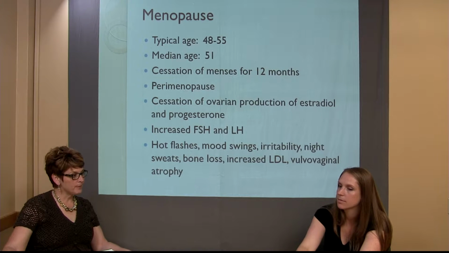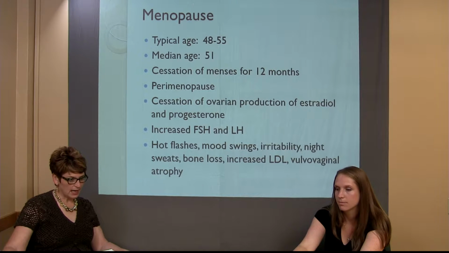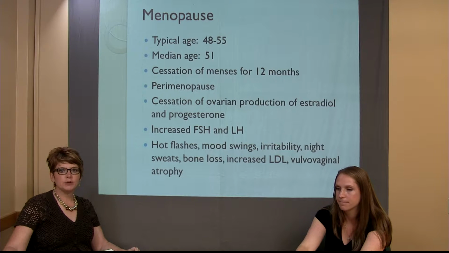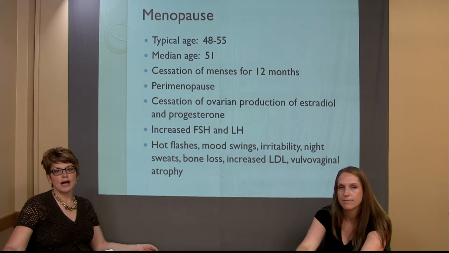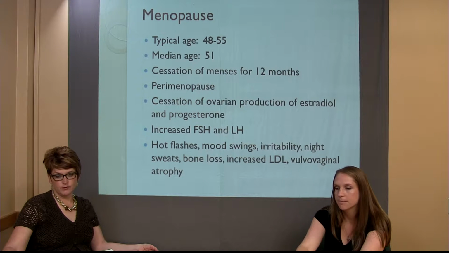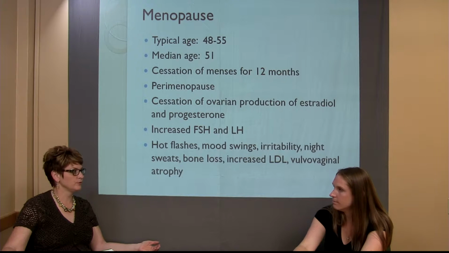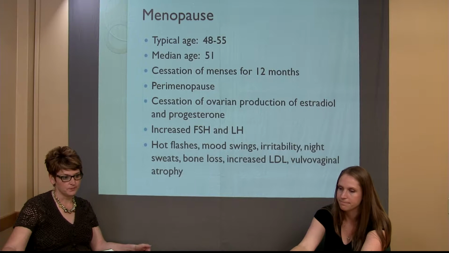So let's talk a little bit about menopause. The typical age is somewhere between 48 and 55, average age being 51, and menopause is diagnosed retrospectively, meaning that you have to be without a period for 12 months before you can certifiably say you have hit menopause. And so if you go without a period for 6 months and then you have another one, you have to start over in the counting process.